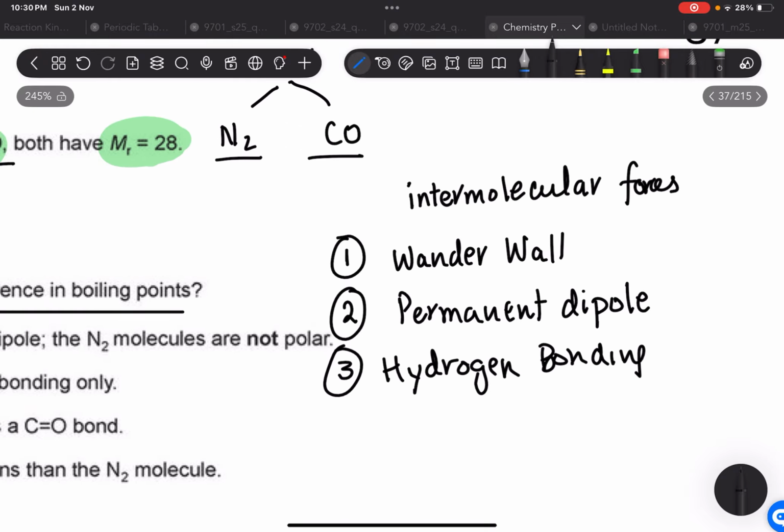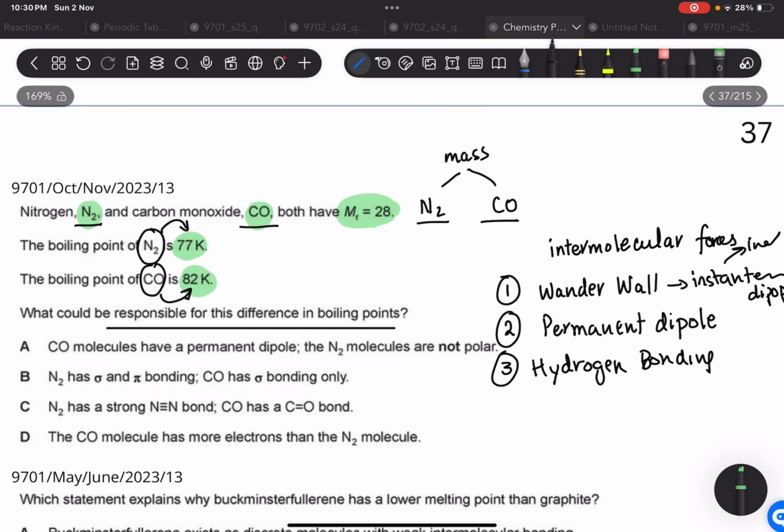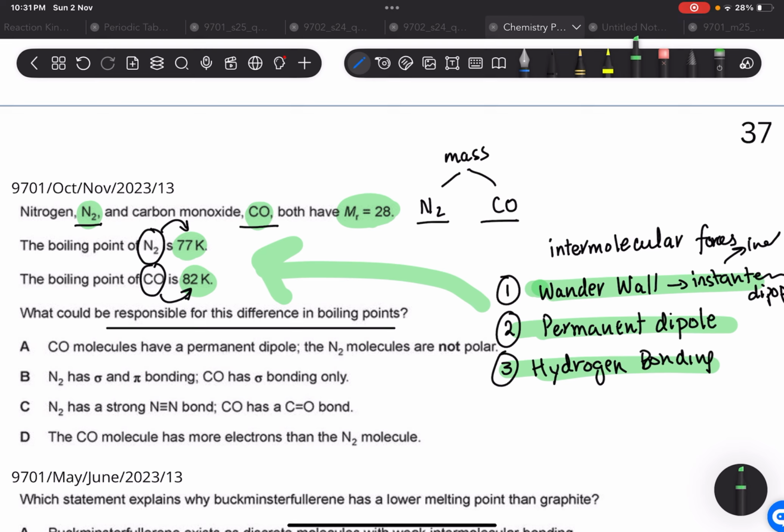And this van der Waals is also called instantaneous dipole, or you can say induced dipole. Now I have to figure out which of these 3 forces is dominating or causing this difference in the melting and boiling points. So the first thing I realize is that I need to check the van der Waals first.